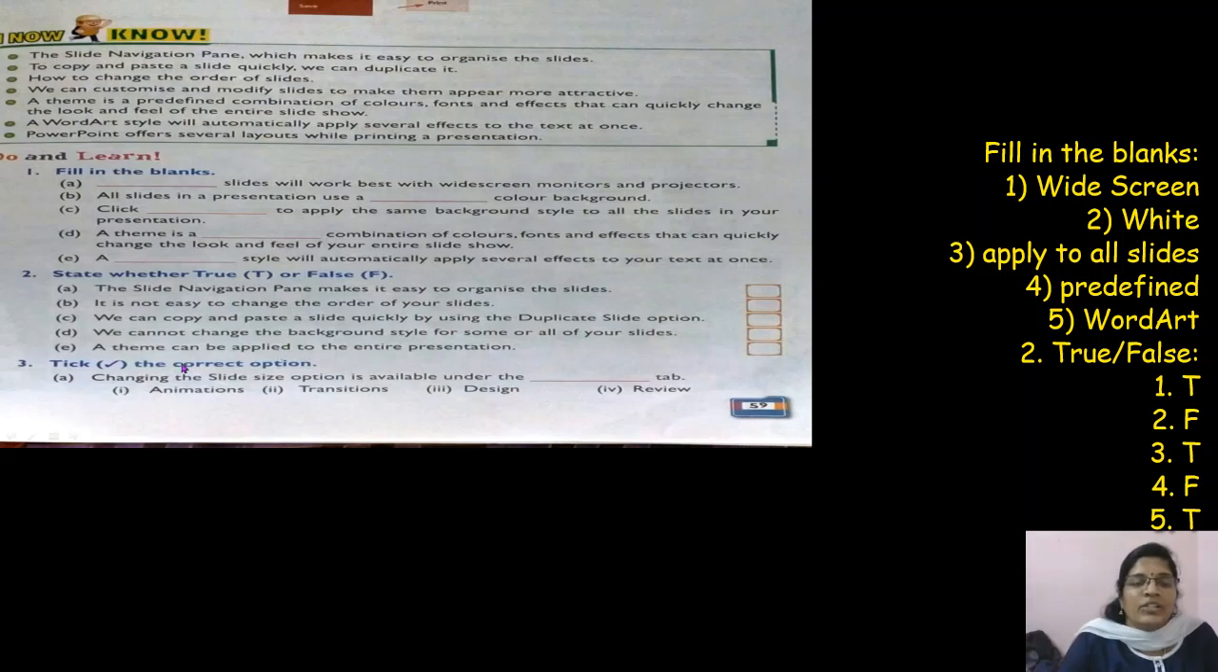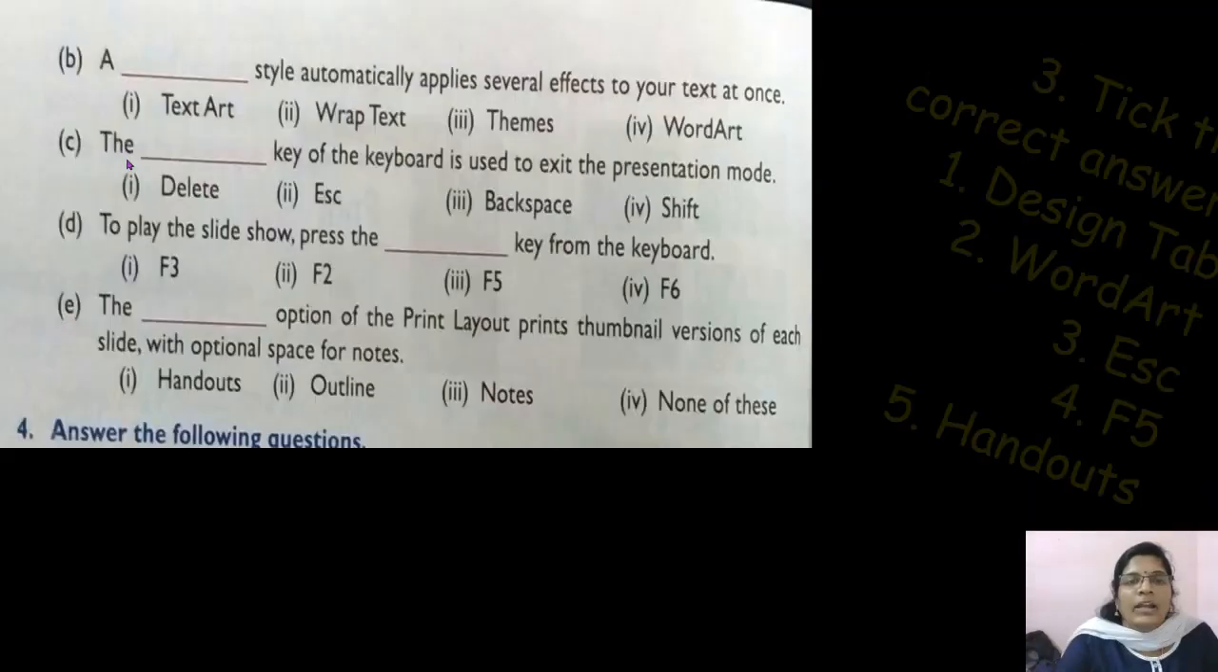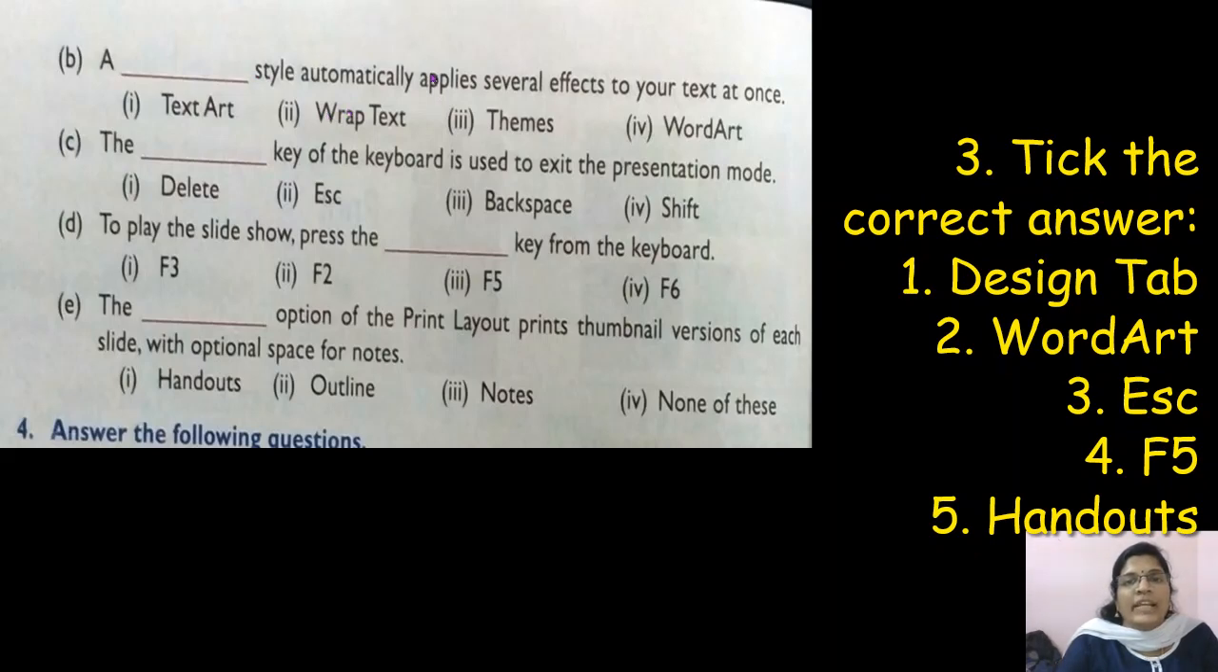Okay. Let's see. Choose the correct answer. Changing the slide size option is available under the dash tab. Changing the slide size. So slide size, background, theme, everything is under the Design tab. The answer is Design tab. Okay. A dash style automatically applies several effects to your text at once. We have just seen it's a word art text.